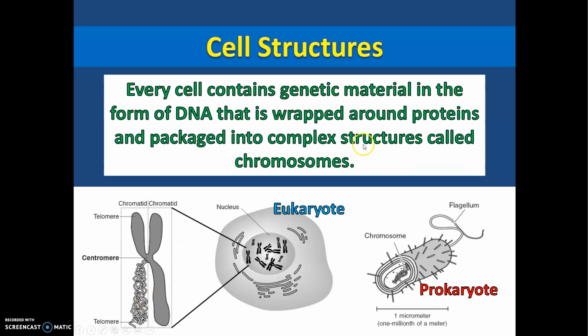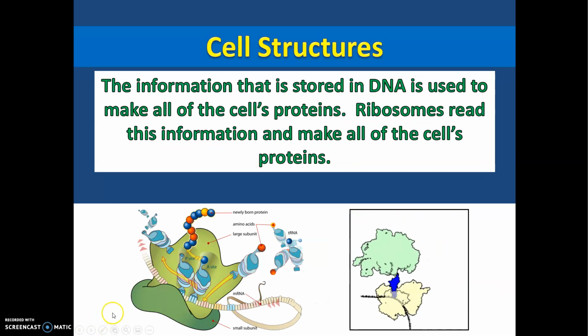All cells also have to contain genetic information in the form of DNA that is wrapped around proteins and packed into complex structures called chromosomes. So in our cells, both prokaryotic and eukaryotic, we will have our DNA in chromosome form. And then the information that is stored in the DNA is used to make all of the cell's proteins. Ribosomes read this information and make all of the cell's proteins.